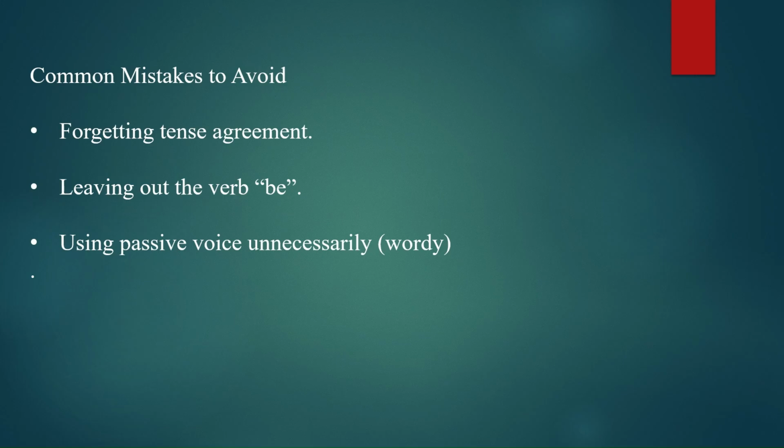What are some of the common mistakes to avoid when we are doing active and passive voice? Number one is forgetting tense agreements. Number two, leaving out the verb be. Number three, using passive voice unnecessarily or wordy.